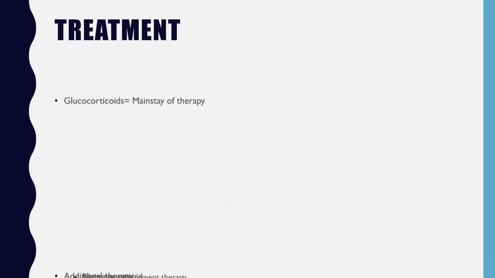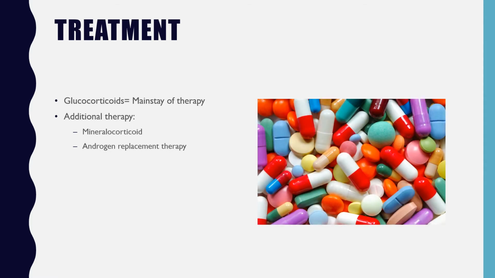Treatment of Addison's disease. Basically, the mainstay of treatment of Addison's disease is glucocorticoid therapy, so steroid therapy. In some instances, some patients with Addison's disease may require mineralocorticoid or androgen replacement therapy. An example of mineralocorticoid therapy is fludrocortisone, and then of course, androgen replacement therapy.